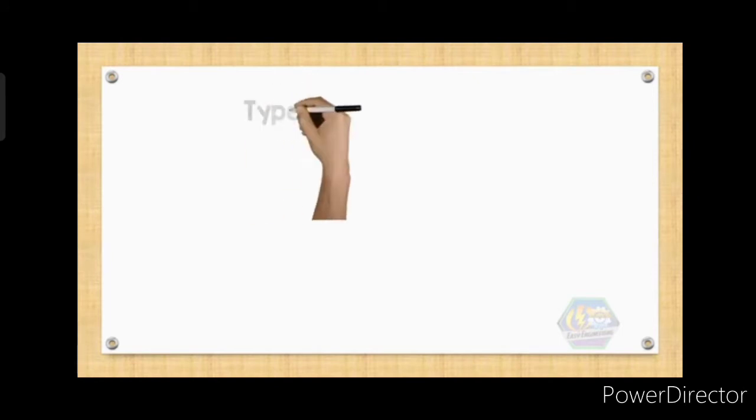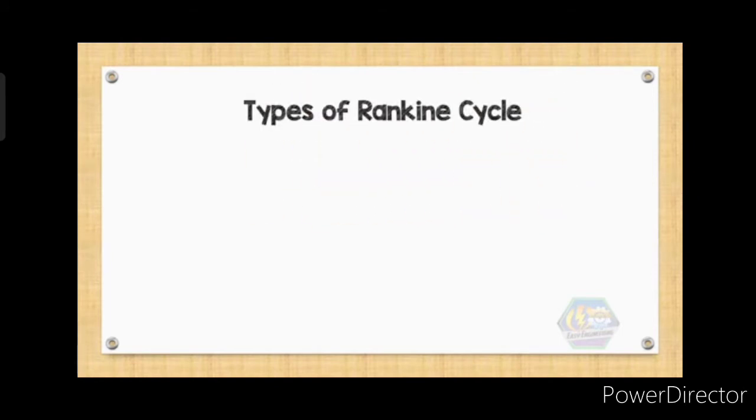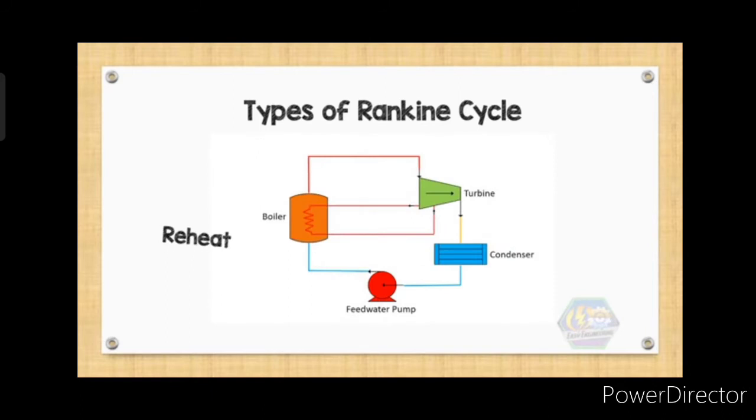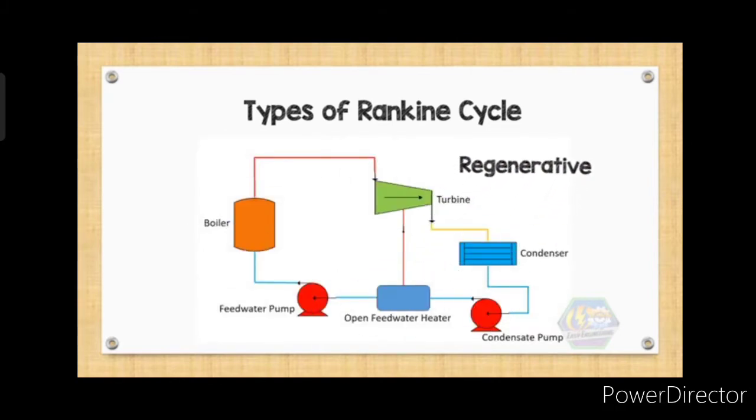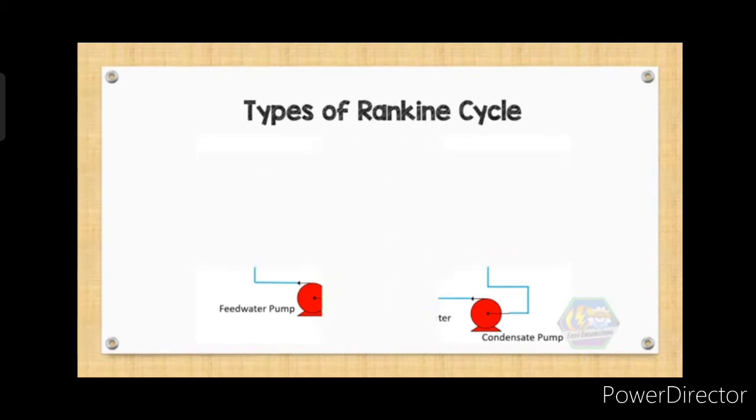So now, let's talk about the variants or the types of Rankine cycle. We have a reheat Rankine cycle. It is a cycle in which we introduce the exhausted steam back into the boiler to reheat it. We also have a regenerative Rankine cycle. We bleed part of the steam into heat exchangers to preheat the feed water before entering the boiler.